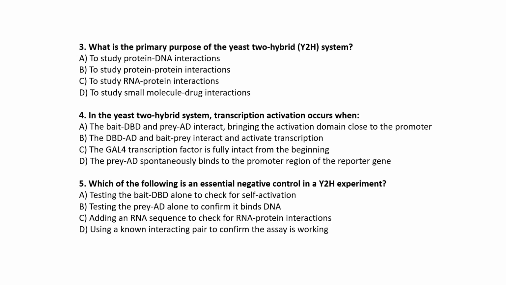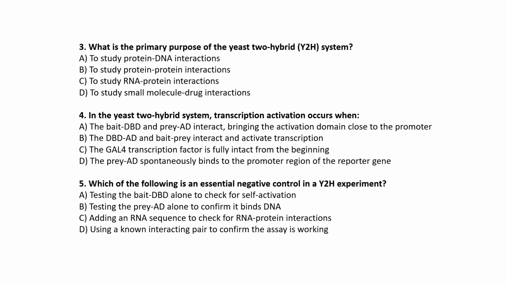Because cells will have some amount of AD in them anyway. So bait and DBD alone, to check for self-activation, will give you the baseline above which you will see an interaction, or above which you will see transcription activation. So that's an essential negative control. You should not have too much self-activation, so that when bait and prey are actually interacting, whatever signal you get is much higher than the baseline. So I hope that is clear.